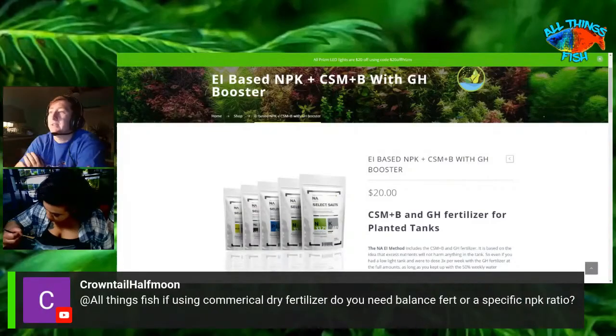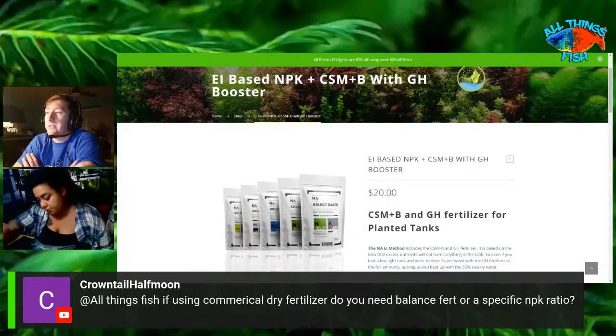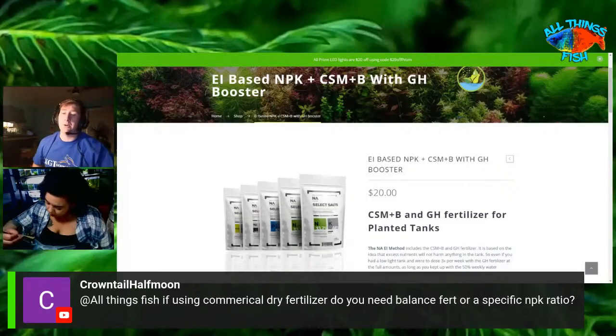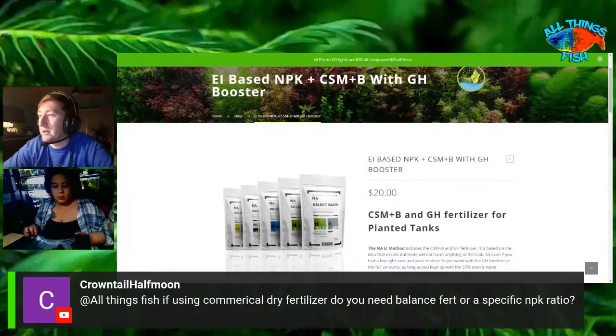Crowntail Half Moon asked, if using commercial dry fertilizer, do you need balanced fertilizer or a specific NPK ratio? Generally speaking, there are some guides out there. If you're performing the Estimative Index dosing method, that gives you a rough starting point. Usually you'll dose about twice as much KNO3 for nitrates as your other compounds.